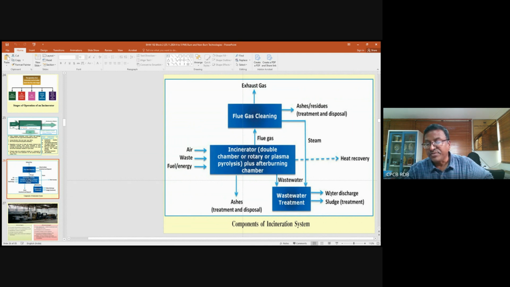And only wastewater which is compliant with the discharge norms can either be recycled back into the system in the APCD, or be disposed of.